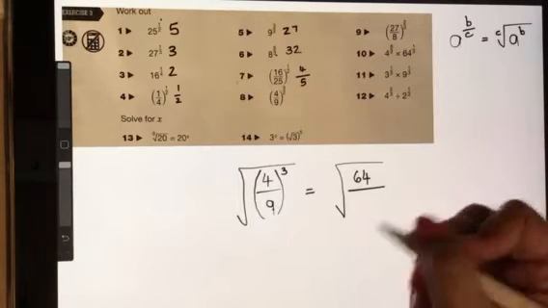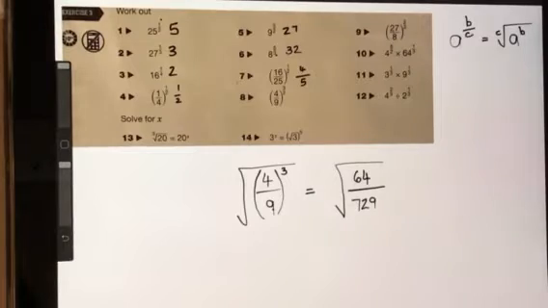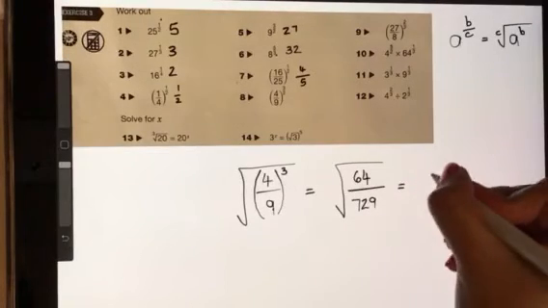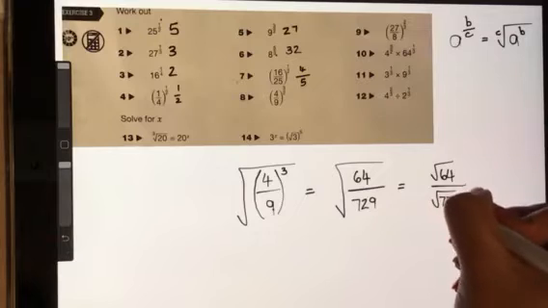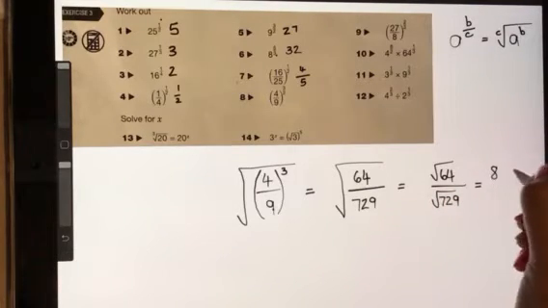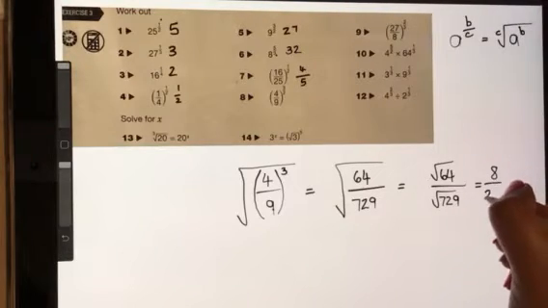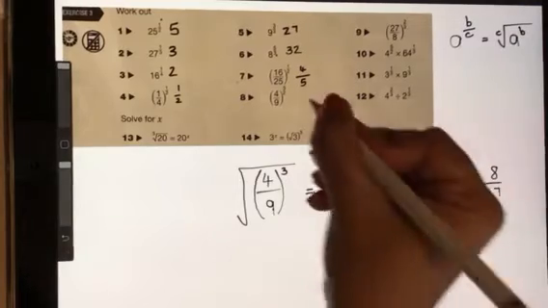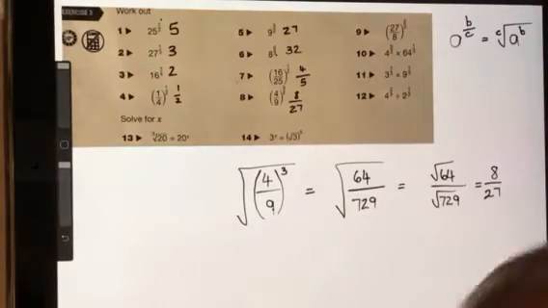So 9 times 9 times 9 gives you 729. And now you take the square root of 64 and you take the square root of 729. And the square root of 64 is 8, and the square root of 729 is 27. So your answer is 8 over 27.